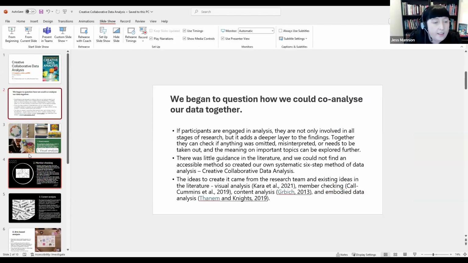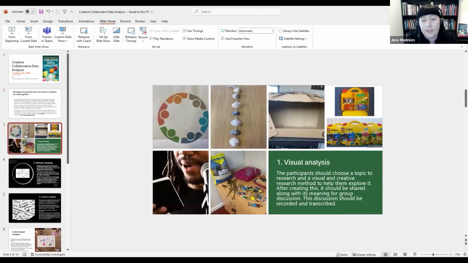And embodied data analysis. So what I'll do is I'll briefly go through the 6 steps that we have, in the short time that I have. So first of all, we did what's called visual analysis. So we asked everybody in the group to choose a topic that they want to do research on.